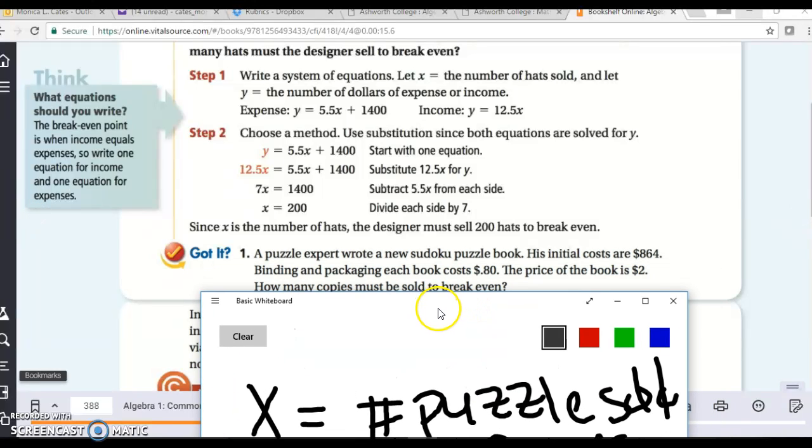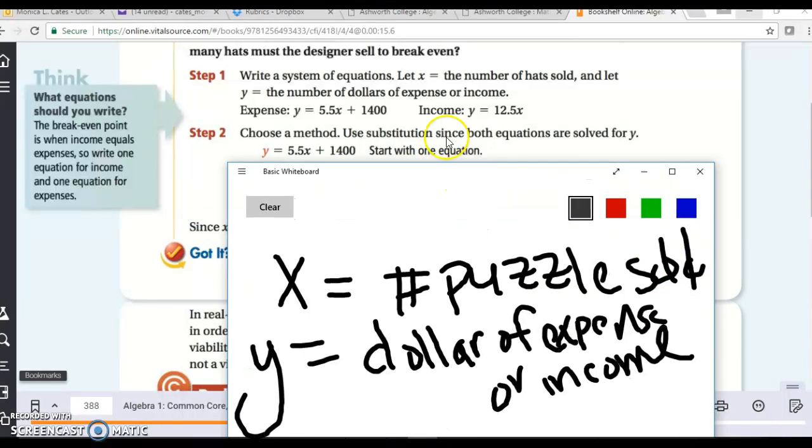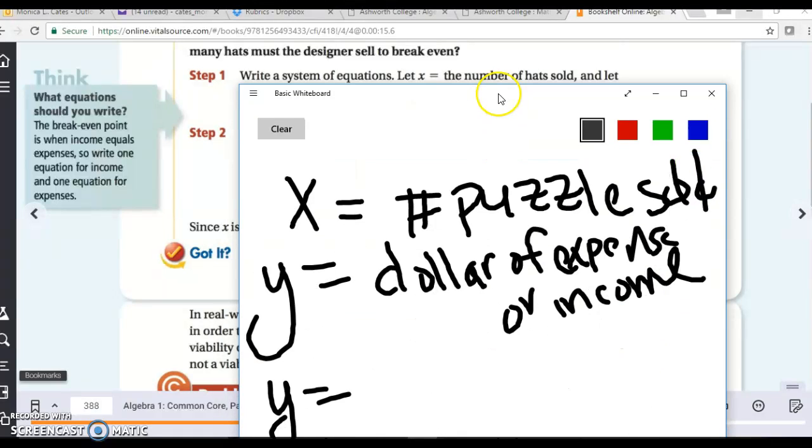It says a puzzle expert wrote a new Sudoku puzzle book. His initial costs were $864, so that's my cost. Binding and packaging each book costs 80 cents. The price of the book is $2. How many copies must be sold to break even? So income would be Y equals 2 times X, so 2 times the amount of books that I sold.